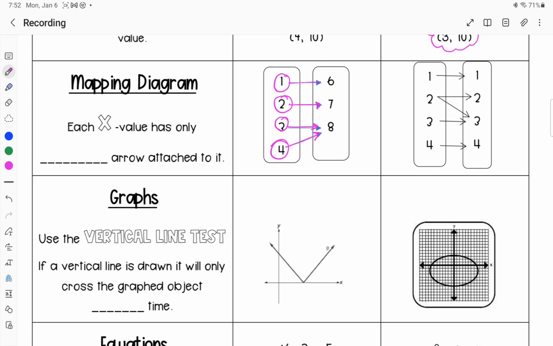But it's not okay if I push 3 one time and got 8, and then I push 3 the next time and got 7. I should get the same thing each time. So each x value has, you'll notice all of these only have one arrow coming away from it. This one here says, I push 2, and I would either get out a 2 or I'd get out a 3. That is not a function. Something malfunctioned here where you had 2 different outcomes for the one number. So each x value has only one arrow attached to it.